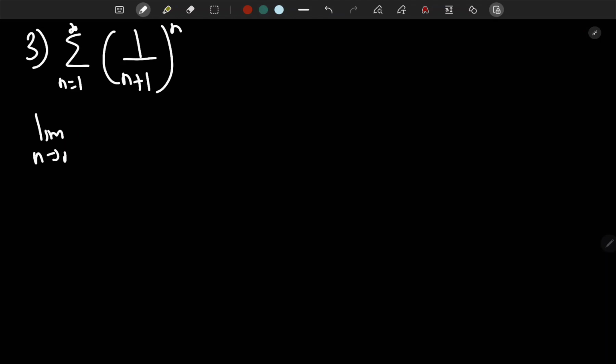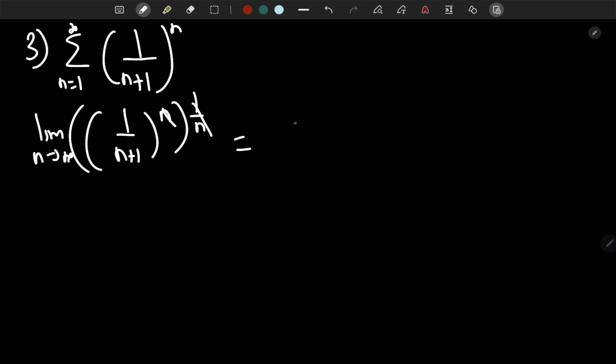So question 3, we have the series from n equals 1 to infinity of (1 over n plus 1) to the power of n. If you apply the root test here, it's going to be the limit as n approaches infinity of this entire thing to the power of n, to the power of 1 over n. Here these two cancel out, so all we are left with is 1 over n plus 1, and this means that it is 1 over infinity, which is 0, less than 1, meaning that it converges.